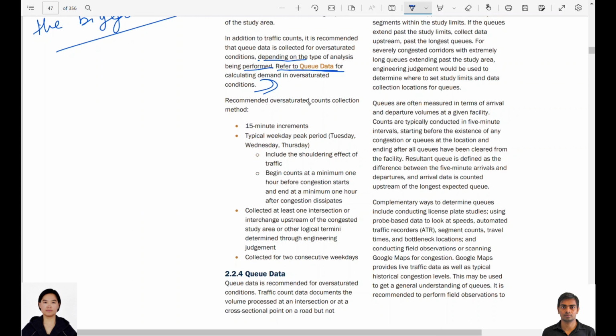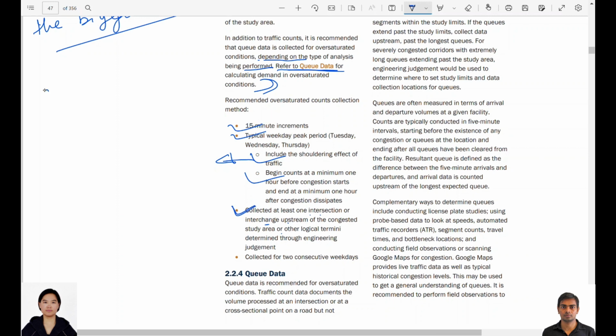So the recommended oversaturation collection method is 15 minutes. A typical weekday includes the shoulder effect of traffic. The shoulder effect is going beyond the peak hour on both sides. Begin the count a minimum of 1 hour before congestion starts and end a minimum of 1 hour after congestion ends, and collect at least one intersection or one interchange upstream of the congested study area. So we typically go one interchange up if there is congestion.